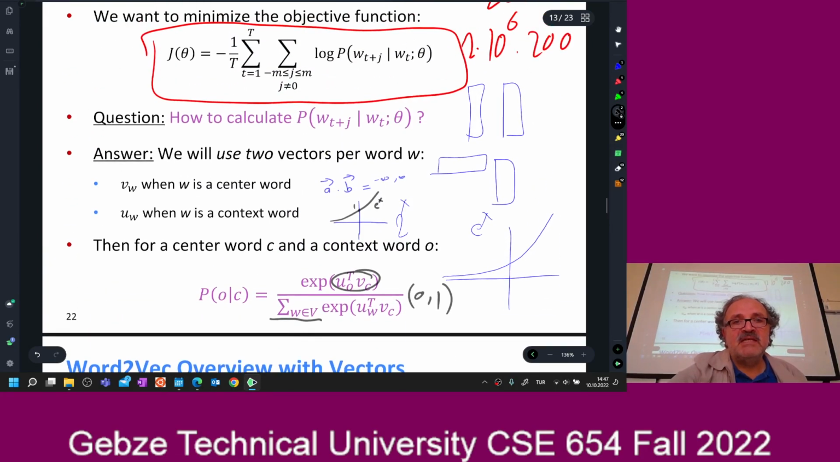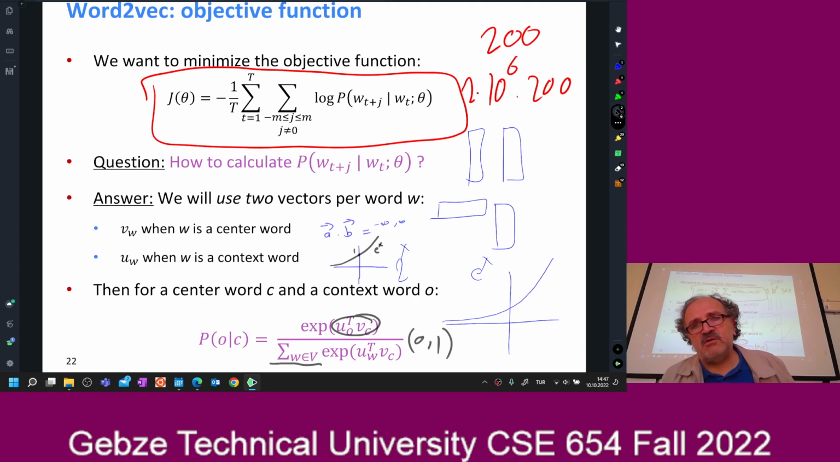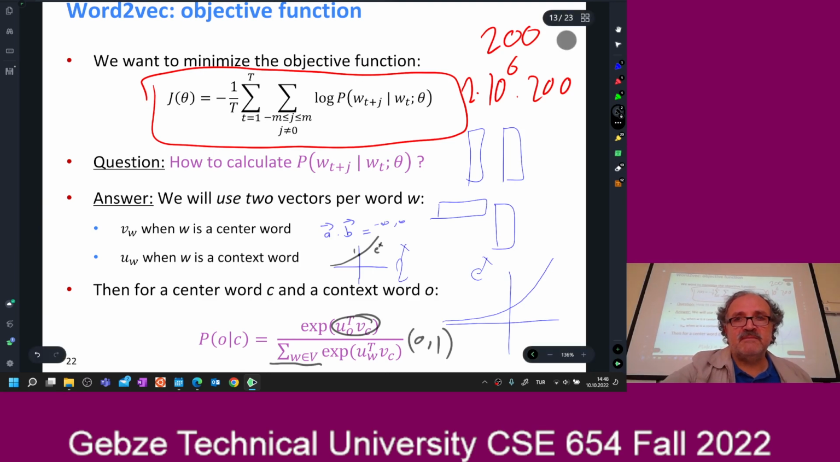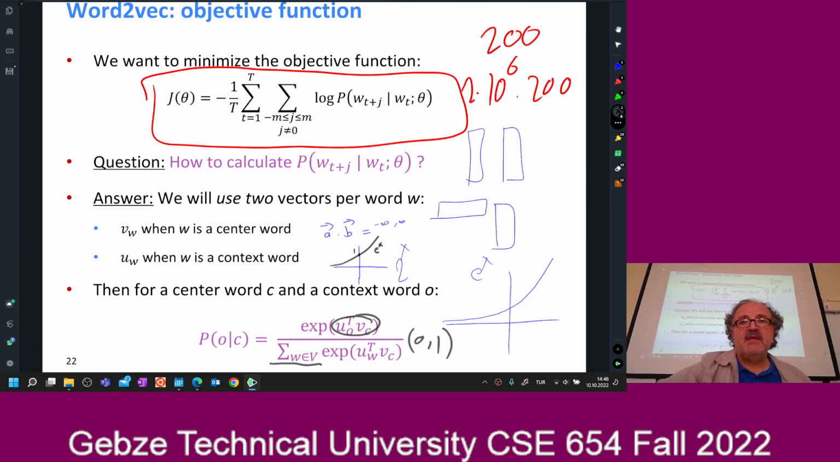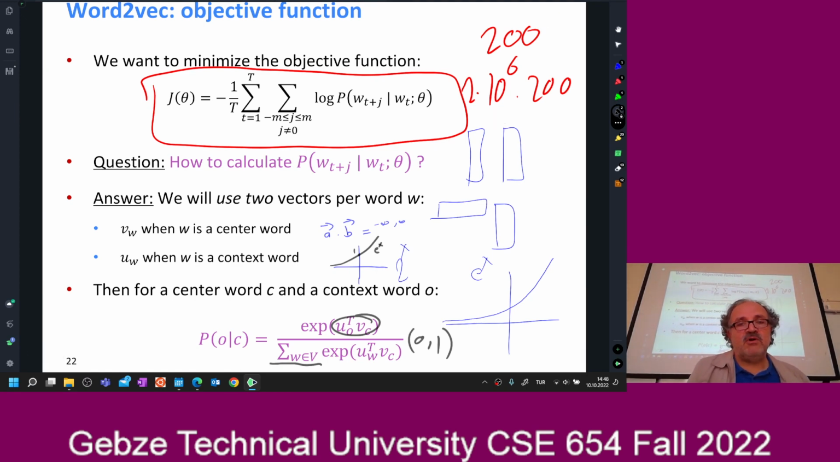Let's look at this large expression. Can you imagine how large this one is? Okay. We are talking about vectors. Let's say our vectors are 200 dimensional. If I have 1 million words in my dictionary that I need to assign vectors to, okay?